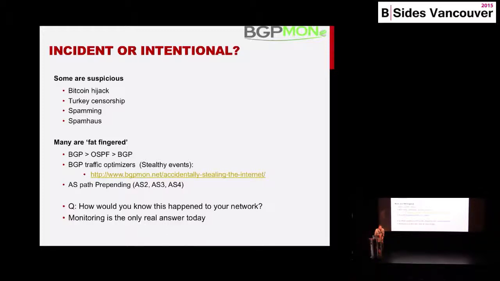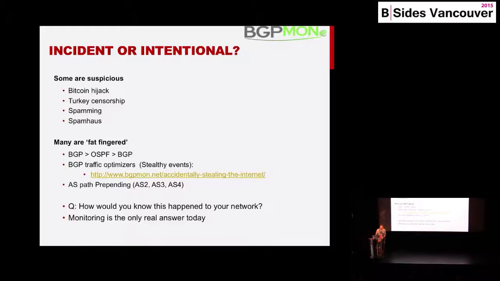So some of the typical things when we talk about fat fingering is configuration mistakes. This is sort of for the network engineers out there: when you start redistributing BGP into OSPF and then out into BGP again, that's a very traditional way to originate the whole internet. Then there are these things called BGP traffic optimizers that will just make up random new paths and say, you should really use this path, and then they leak it out to the rest of the world.